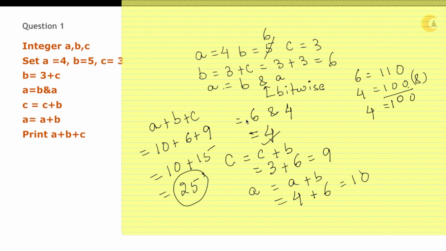I hope this is very clear. So remember, you need to know how to find out the binary of each and every number, and then you need to know what bitwise AND does, what bitwise OR does, and what XOR does. These are the three main important bitwise operators that are often asked, that is AND, OR and XOR. Okay, so for this the answer is 25.